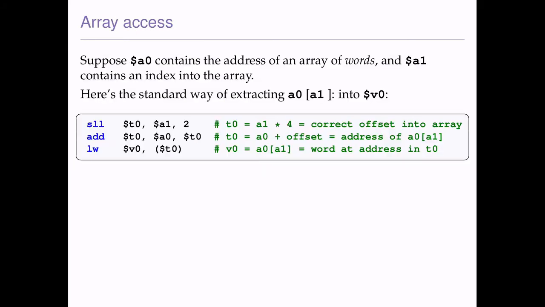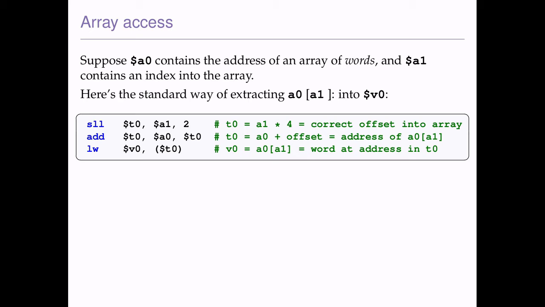Another use for shifting left is array access. So if we assume that A0 contains the address, so it's a pointer of an array of words, and A1 contains the index, you can think of that as what we usually call i in a Java loop of the array. Here's the standard way of extracting A0 at position A1 into a register V0. Well, we take the index and we shift that left by 2, and that's the equivalent of multiplying it by 4. So we know that a word is of size 4, so every time we look to the next word we need to increment by 4.